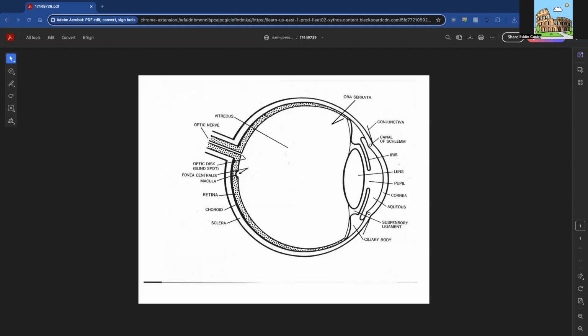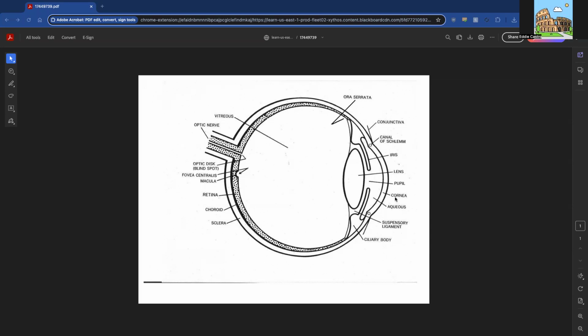Okay, I'll start with the cornea. So the cornea is located at the very front of the eye. It's the transparent dome-shaped outer layer that covers the iris and the pupil. Its curved shape helps focus light entering the eye, providing most of the eye's refractive power.